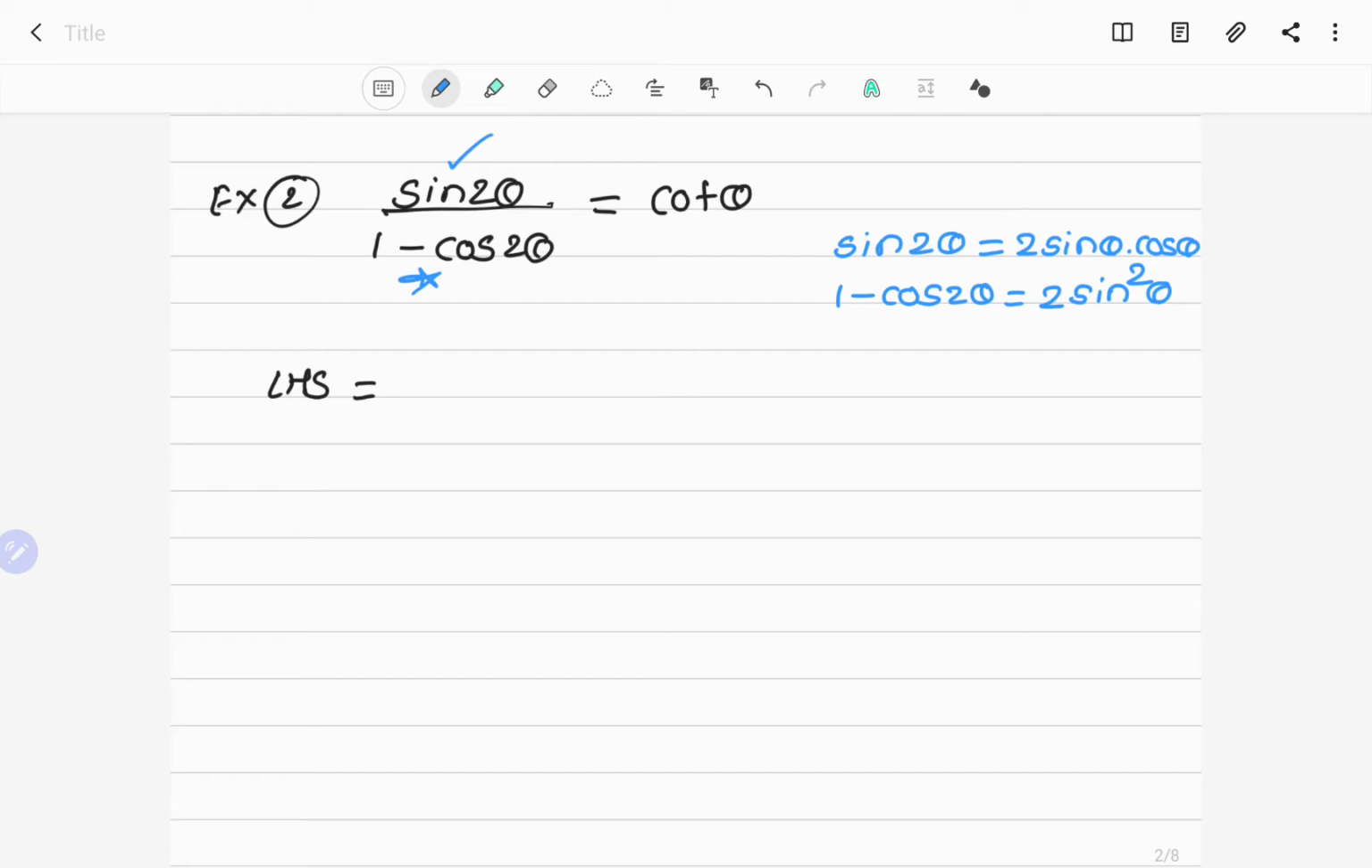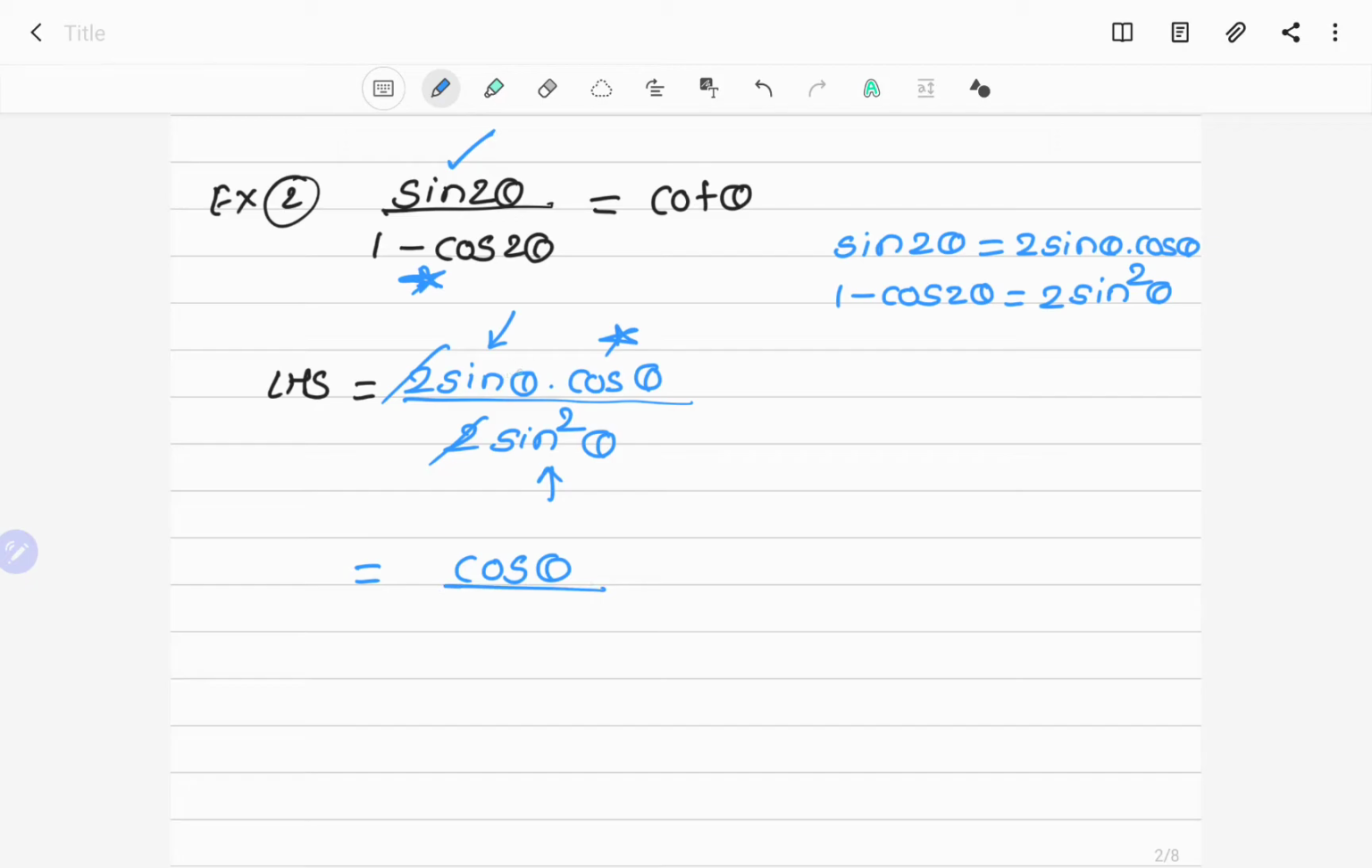So, these questions are very simple. The formula for sine 2 theta is 2 sine theta cos theta, divided by the formula for 1 minus cos 2 theta, which is 2 sine square theta. In the next step, this 2 and 2 cancel, and one sine from the numerator and one sine from the denominator also cancel. So what is left? Cos theta in the numerator.